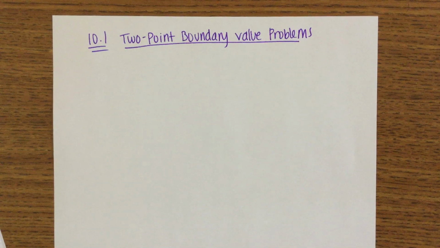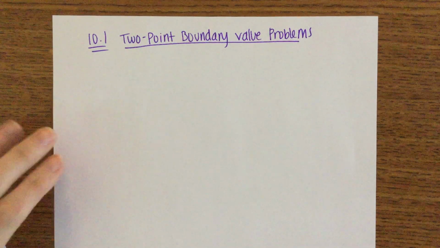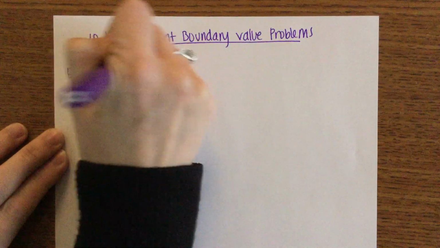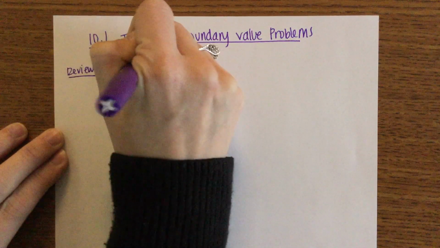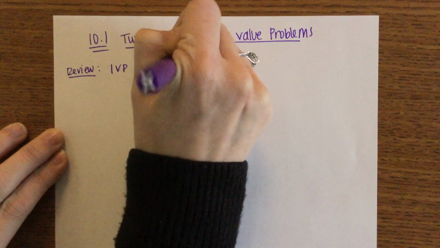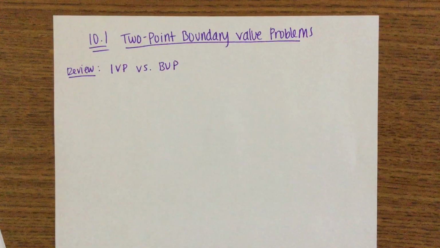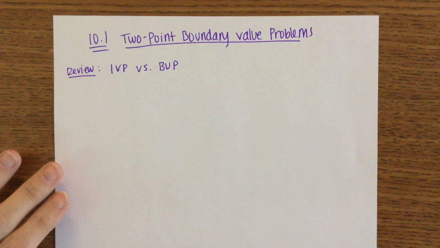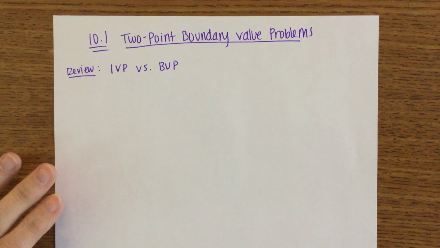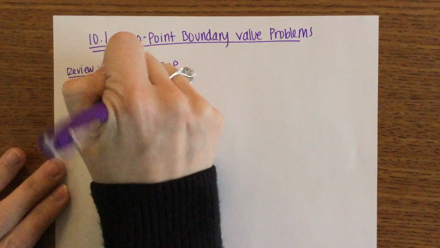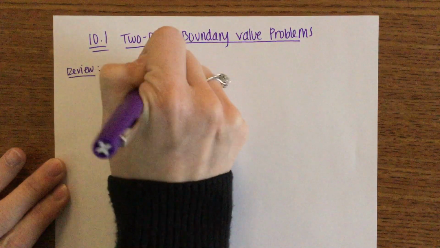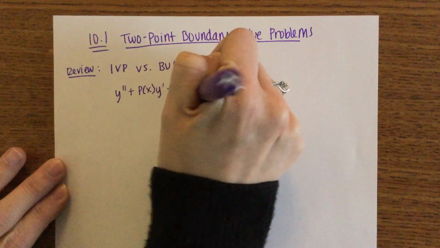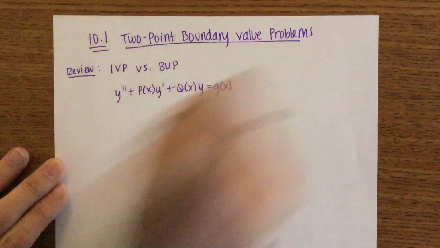Now, you hopefully remember that you've heard the term boundary value problem. So the first thing that I want to review is the difference between an initial value problem and a boundary value problem. So we've looked at both of these before. Let's say that we have some linear differential equation in standard form. So we have y double prime add p of x times y prime add q of x times y equals g of x.